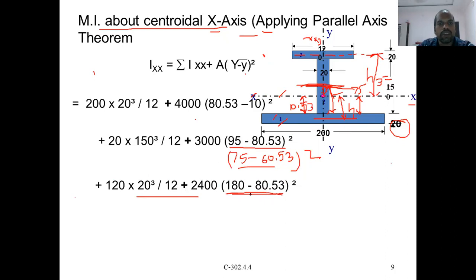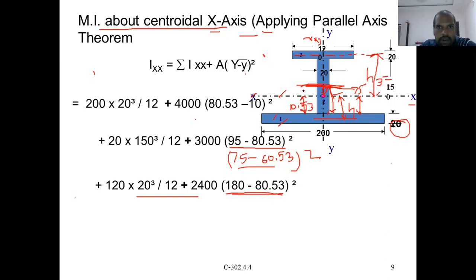But what I am saying is that you have to be clear with the concept. If you are clear with the concept, wherever the reference axis may be, you can calculate. So you have to get the concept first. Be clear about your concept.